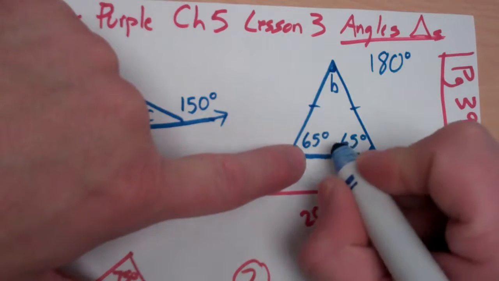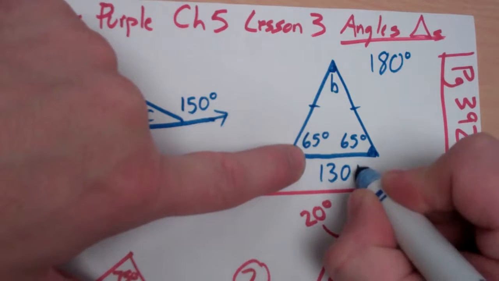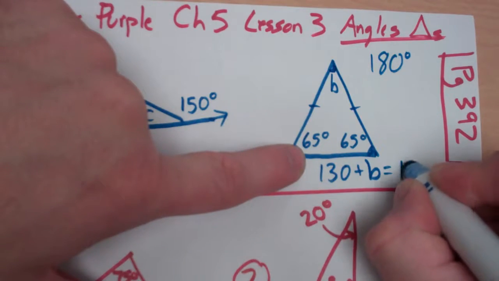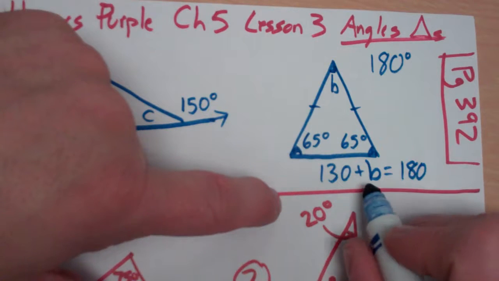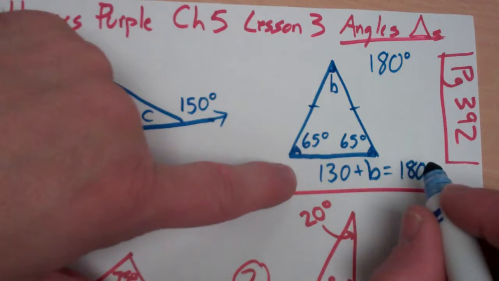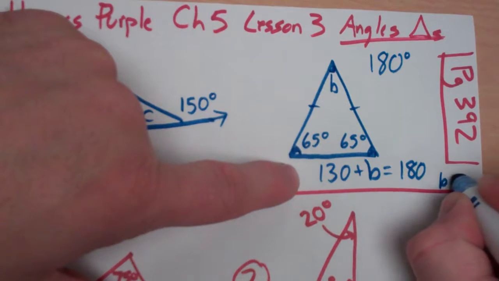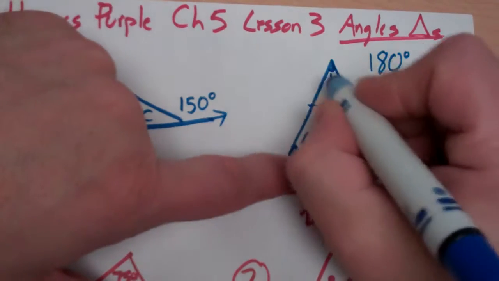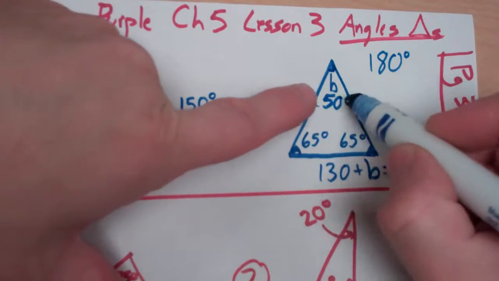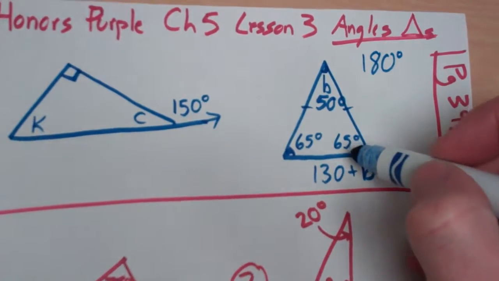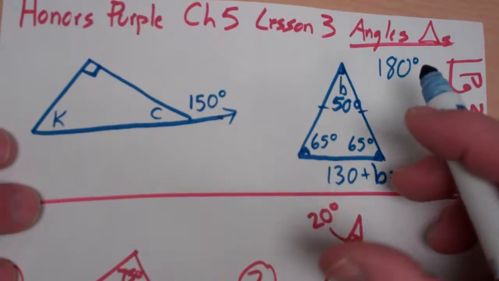I'm going to go ahead and combine like terms. That gets me 130 plus whatever B is equals 180. We're in an algebraic equation, so obviously they added 130. We're going to subtract 130, and you're going to get B equals 50 degrees. So B is a 50 degree angle, and now 50 plus 65 equals 180. That adds up to be a triangle.